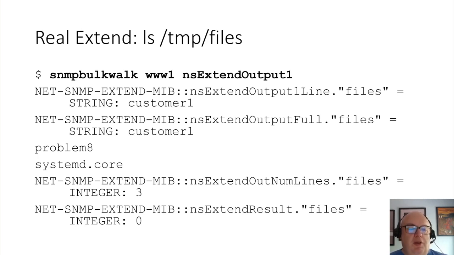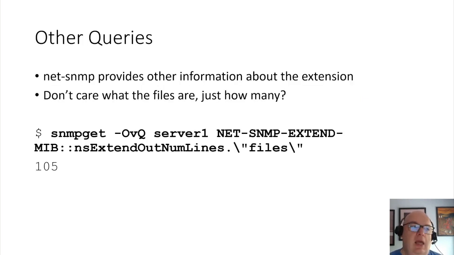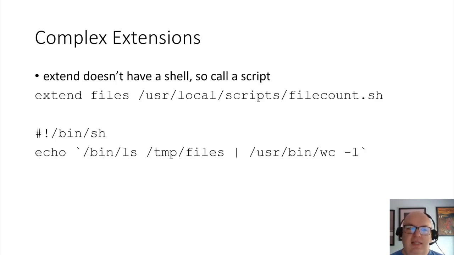And this let me look for things like core files and dumps, and whether the temporary processing directory had too many files and we needed to slow the process down. Now, NetSNMP also provides other information about these commands. Say, you don't care what the files are, just how many. Well, this directory has 105 files. So that's an easy extension, but you can get very complex.